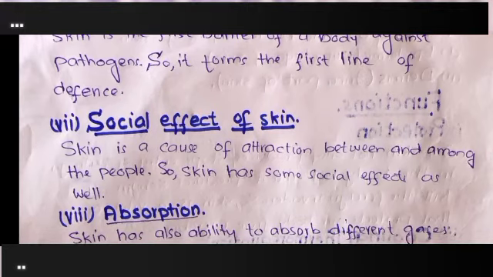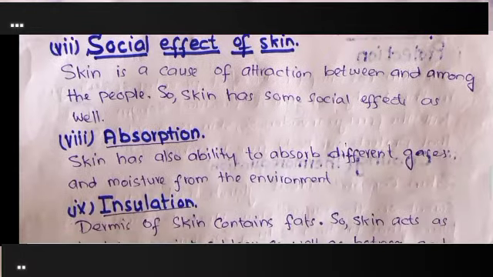Next function is the social effect of skin. Skin also has a great social effect, like skin is a cause of attraction of people. If our skin is dirty, people will not like us, or if our skin is fine, of course when someone sees us, he will be impressed.